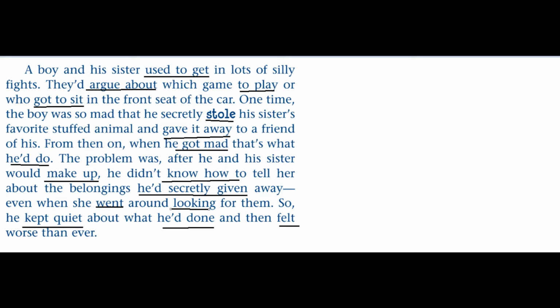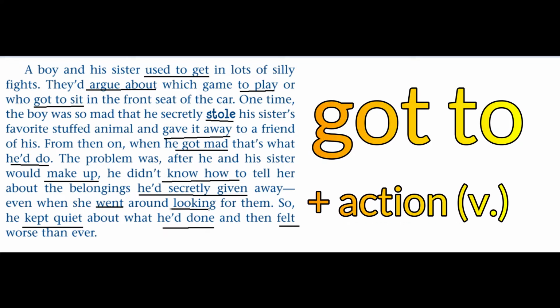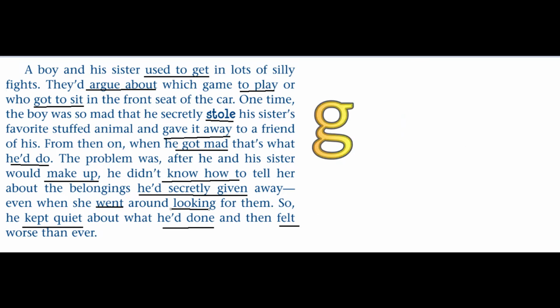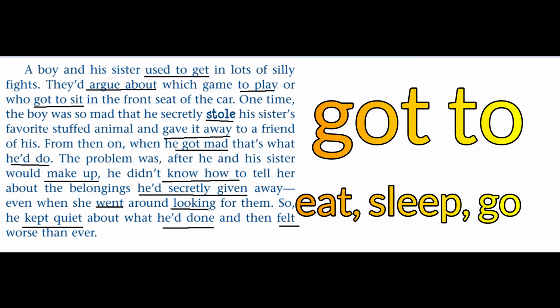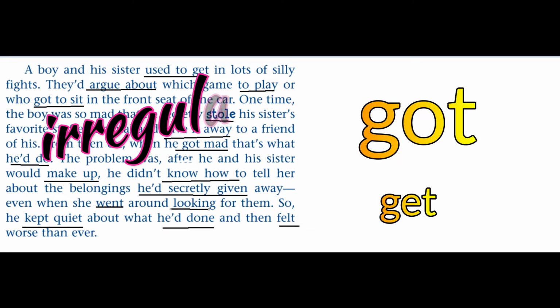The next word group is got to. And when you see these words or hear the words got to, the next word is an action word, and it's in present tense. Got to eat, got to sleep, got to go, and so on. Got is the past of get. Right. So this is an irregular verb.